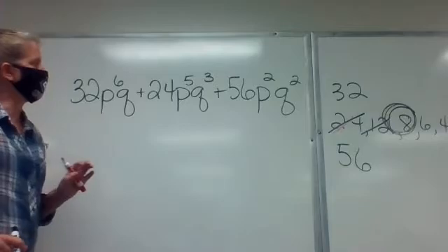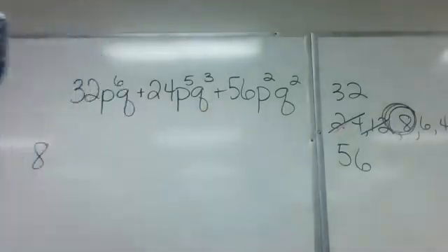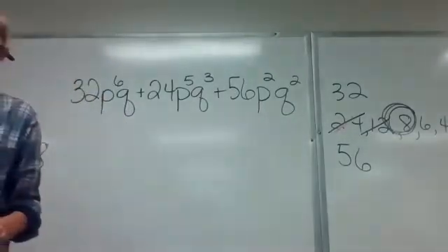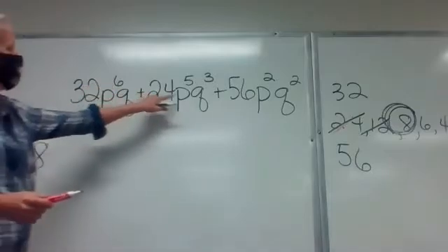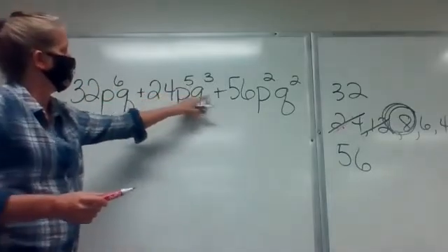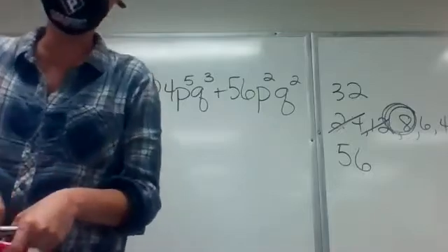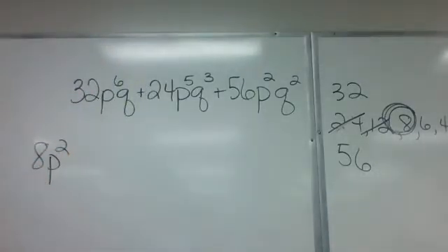So I pulled out the 8. Now let's look, what else do they have in common? Do they all have P's? Let's see. There's some P, there's some P, and there's some P. So they all have an amount of P. So let's look. P to the 6th, P to the 5th, and P to the 2nd. So pull out what your smallest exponent is, which is P to the 2nd.